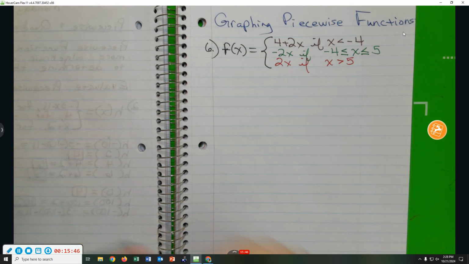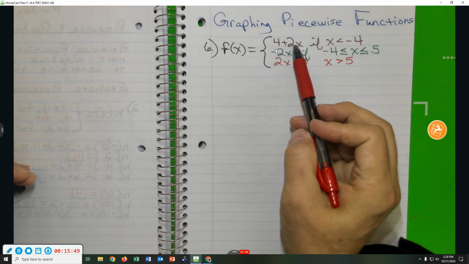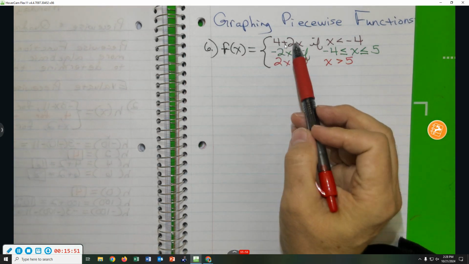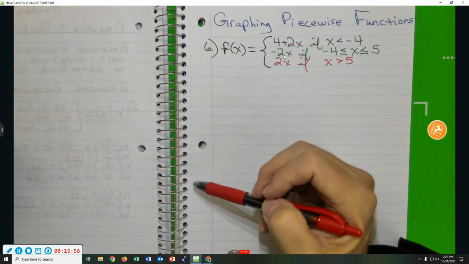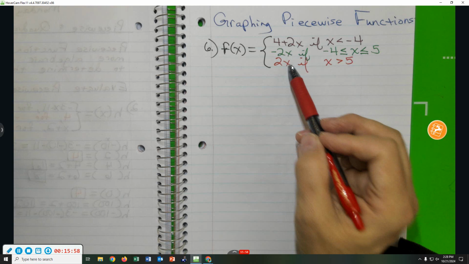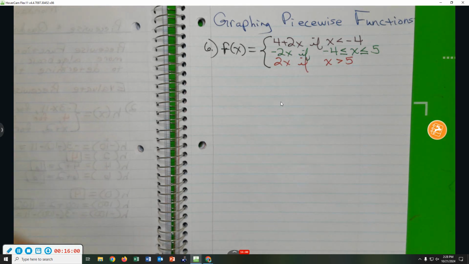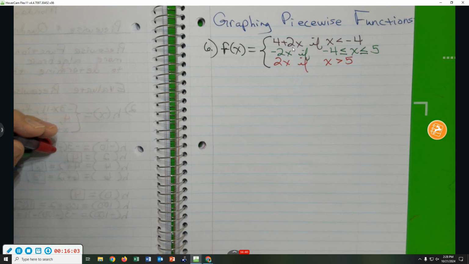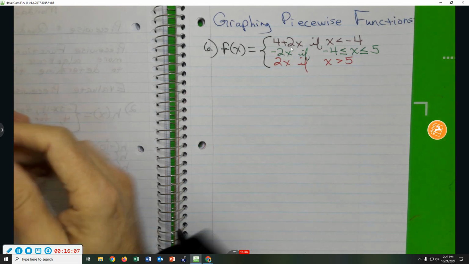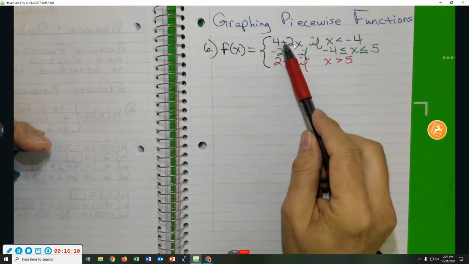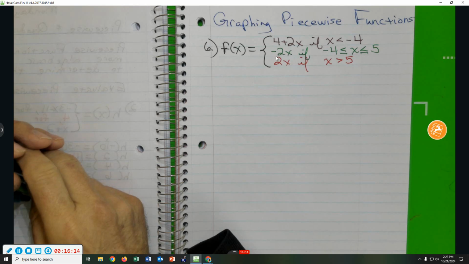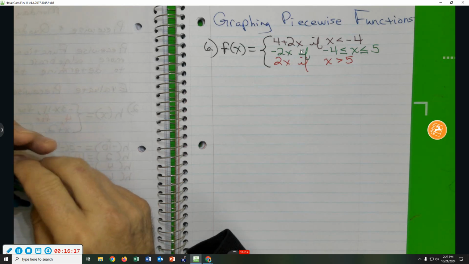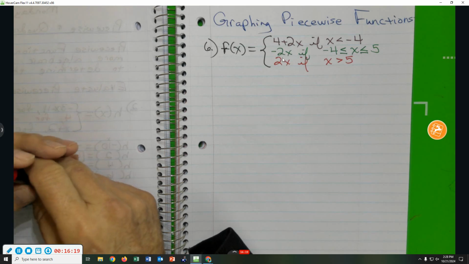Now, when I look at these pieces, y equals 4 plus 2x. That's like y equals 2x plus 4, y equals mx plus b. Y equals negative 2x, y equals positive 2x. What do we expect those graphs to look like? There's no exponent. I don't see any fractions, I don't see any exponents. Y equals mx plus b. What will that graph be? Starts with an L. Linear, a line? A line. So we're going to have 3 lines.